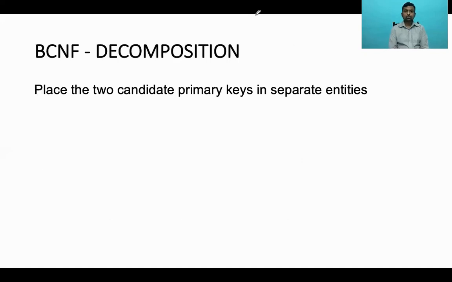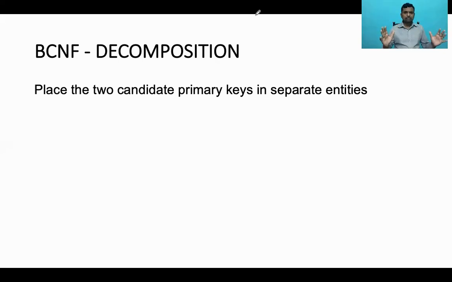Okay, good. So let us see how to decompose into BCNF. Place two candidate primary keys in separate entities. When I know I have more than one candidate key, and one person is qualified to become a primary key, what I'm going to do is take that candidate key, put it as a separate entity and place it as a primary key. That is the first thing that I'll be doing.